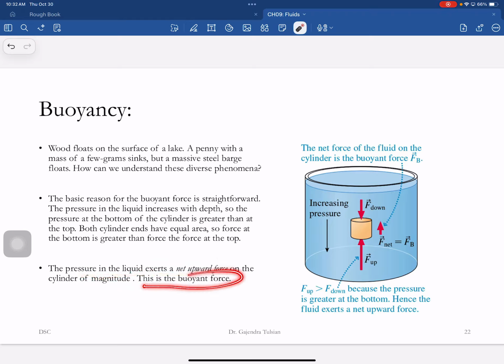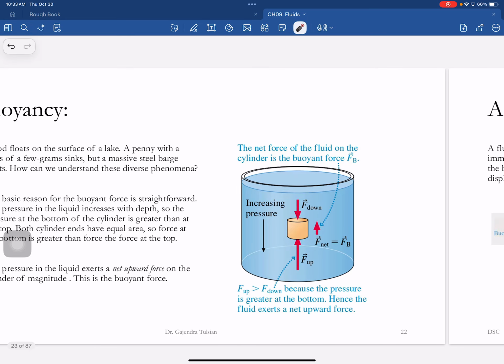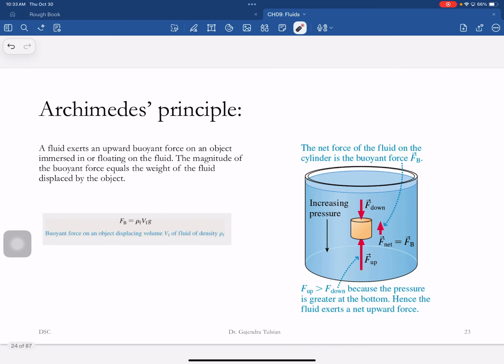Okay? The basic reason for buoyant force is straightforward. The pressure in the liquid increases with depth. So the pressure at the bottom of the cylinder is greater than at the top. And so the force at the bottom is greater than the force at the top.